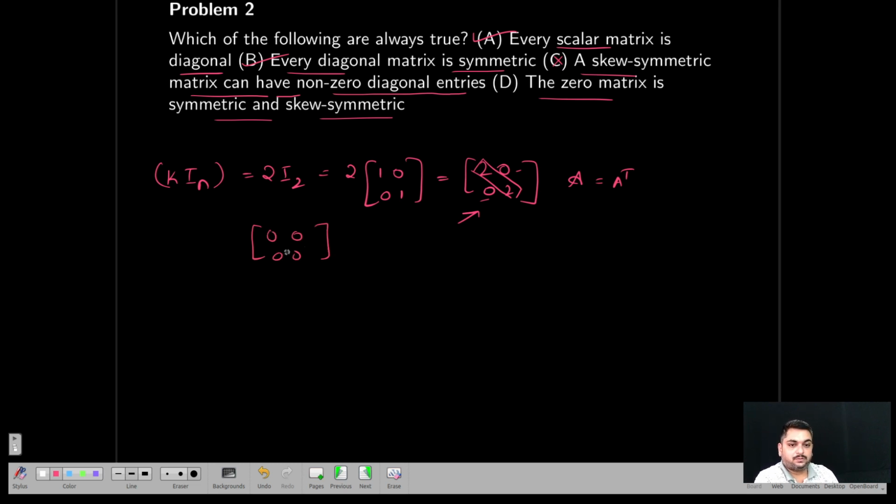Okay, for example, the 2 cross 2 zero matrix. For symmetric, it should be A equal to A transpose. So this is true, I will get the same matrix. Then for skew symmetric, A must be equal to minus A transpose. So 0 is equal to minus 0, right? 0 is equal to minus 0. So that means what? It is both symmetric and skew symmetric.